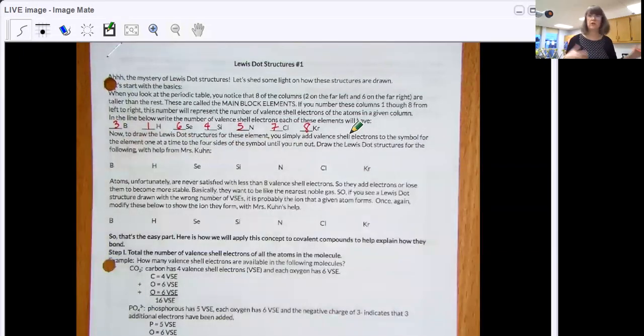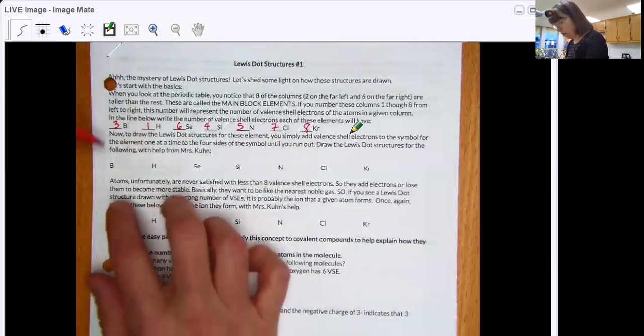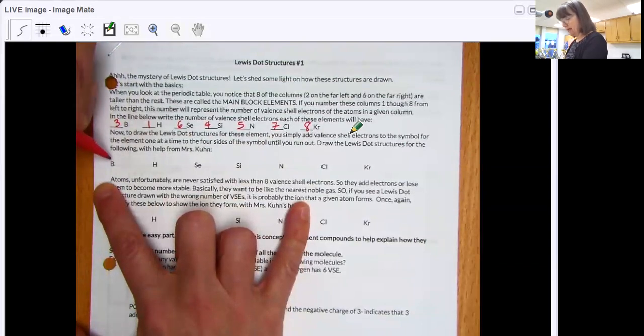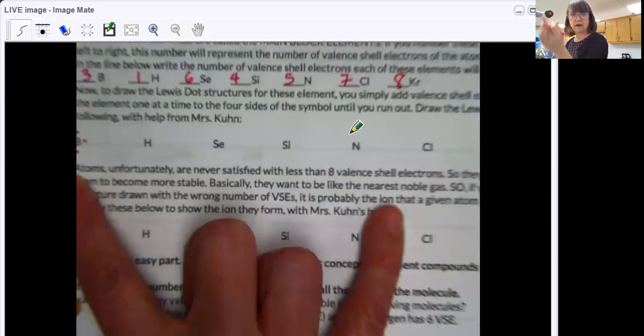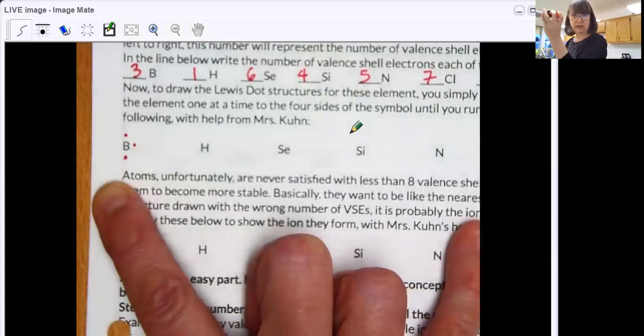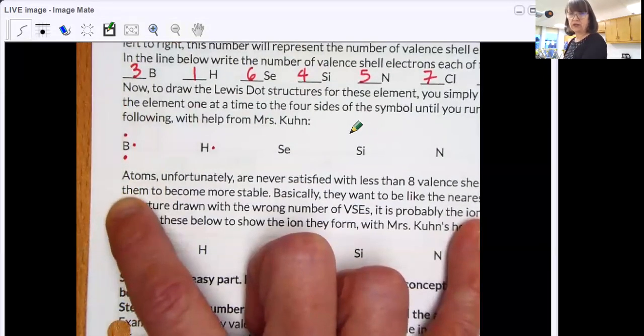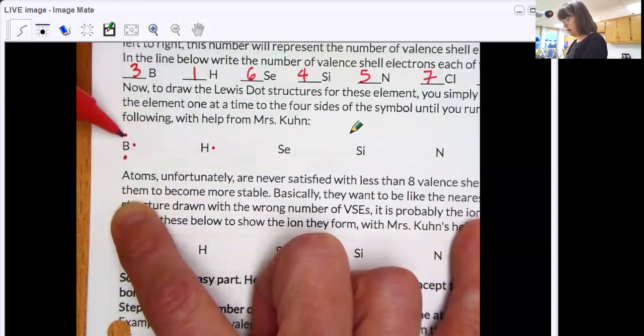Well, initially, we start by drawing the Lewis dot structures of individual atoms. For example, boron has 3, and the way that we draw Lewis dot structures for atoms is we represent those electrons as dots. So boron has 3 valence shell electrons, so I'm going to give it 3 dots. Hydrogen has 1 valence shell electron, so I'm going to give it 1 dot. Now, it doesn't really matter on which side I put the dots, but do notice on boron, I spread it out to 3 sides. I didn't double it up.